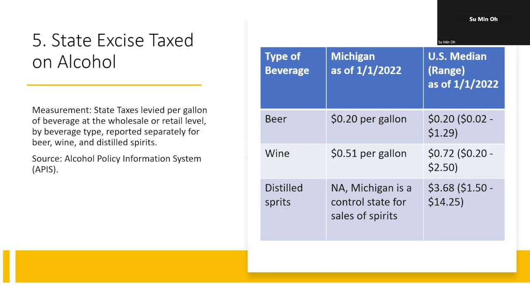So you can see where Michigan stands, because you can see the range for the tax for beer across the US ranges from 2 cents to $1.29. And for wine, across the US, the tax ranges from 20 cents to $2.50. Michigan, our state, is a control state. So that means the Liquor Control Commission takes care of the sales of the distilled spirits. But across the US, overall, the tax ranges from $1.50 to $14.25.